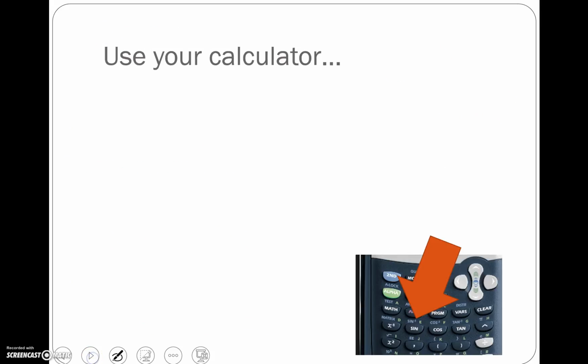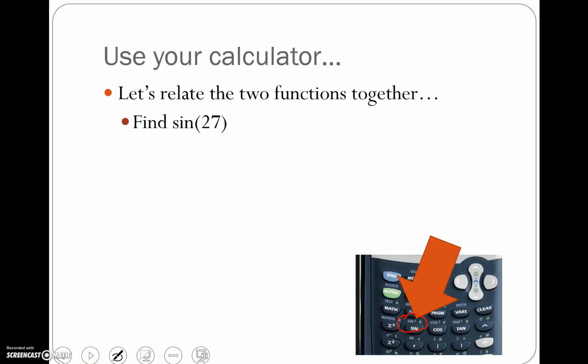All right. So, like I said before, to use your calculator, you can see on the graphing calculator the inverse functions right above the sine and the cosine. That's where our values are. So take out your calculator and let's walk through some things. The first thing I want you to do is type in your calculator the sine of 27.